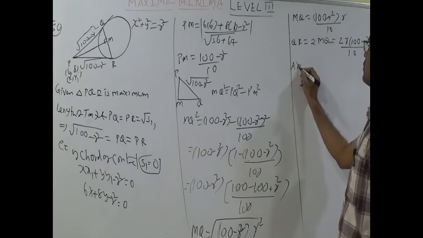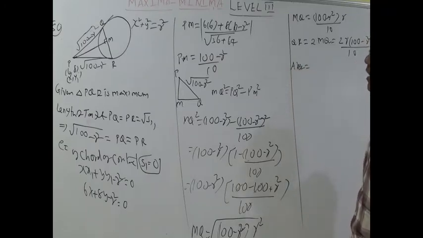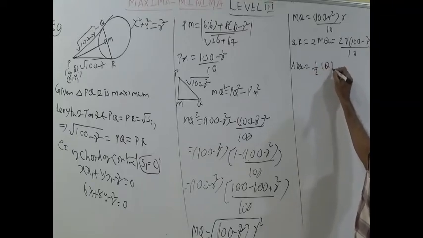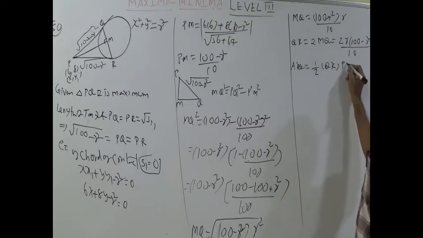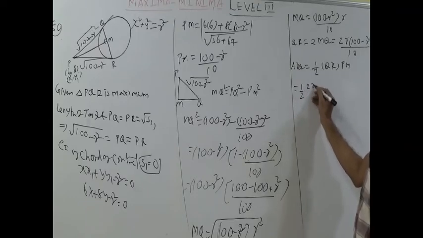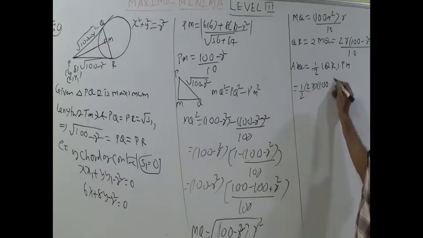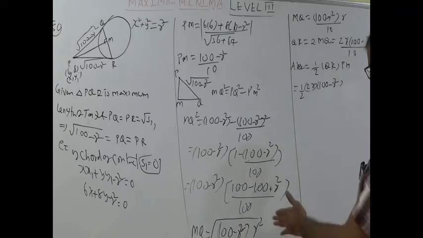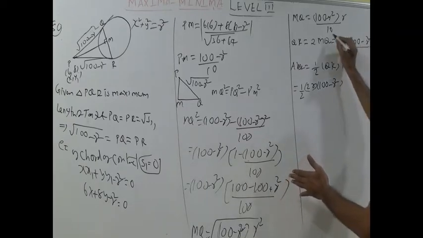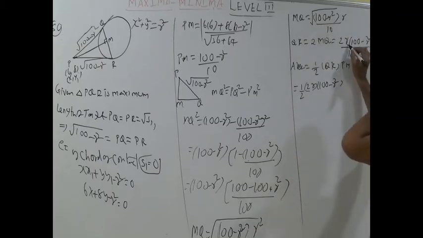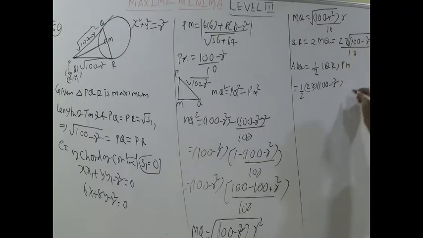Area, I am writing as in the previous model. Area formula is half into base into height. Half into base means here QR, height means here PM. Here QR is equal to 1 by 2 into 2r into root of 100 minus r square. Students, this is root, the full root over 100 minus r square. 2r into MQ is 2r.